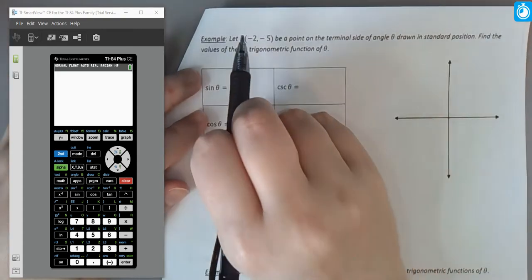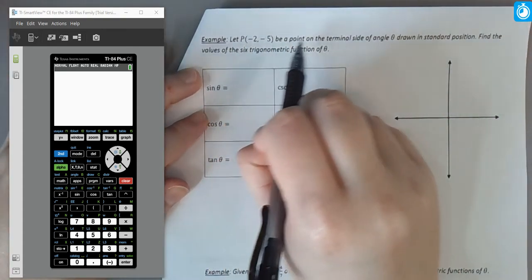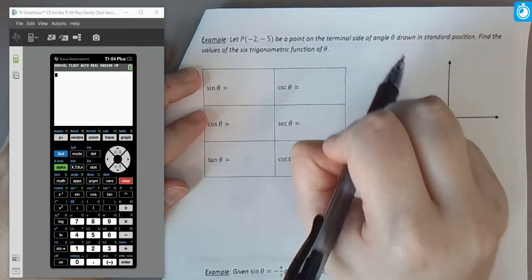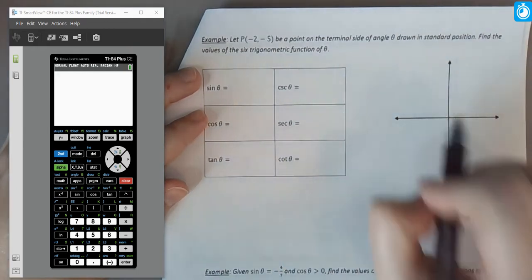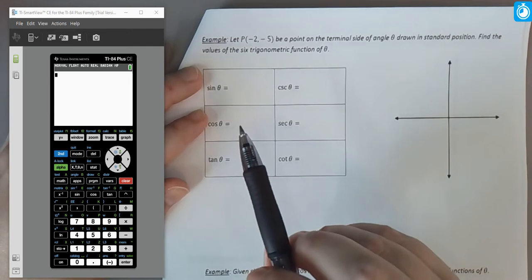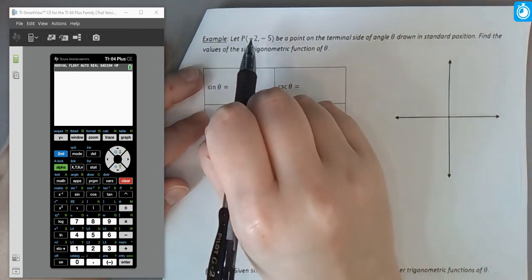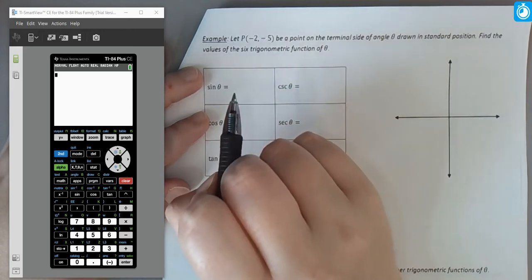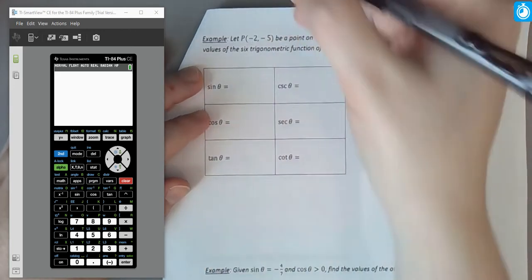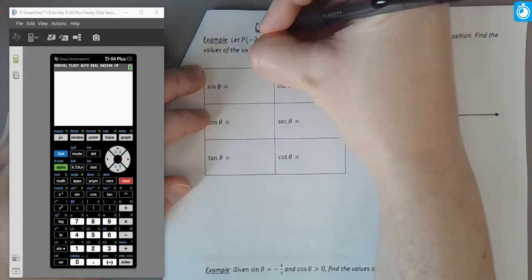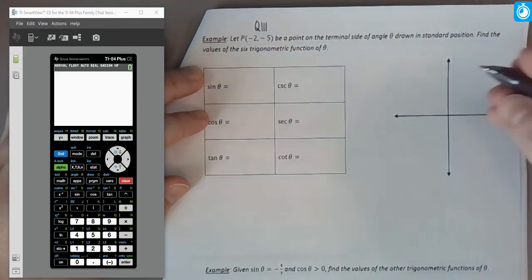So our ordered pair, -2, -5, is on the terminal side. In other words, the diagonal that we draw from the origin to the terminal side of our angle, that's going to be a point on that particular side. So the coordinates -2, -5 tell us that we're going to have a point in the third quadrant. So this is going to be in quadrant 3.